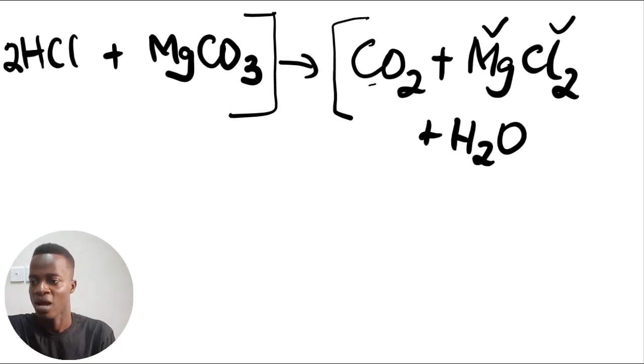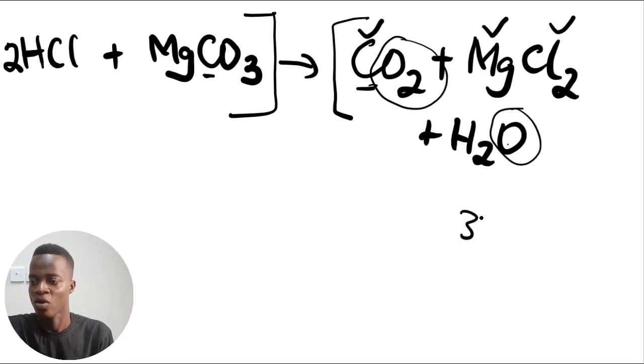Let's look at the other ones. Carbon, how many? I'm having 1 carbon here and 1 carbon here. So that one is also balanced. Now let's go to the oxygen. How many oxygen are here? 2 plus 1, 2 here and 1 here.